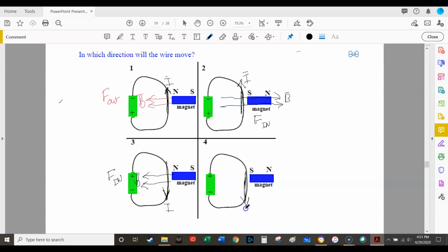Number 4, the current is still moving down, but in this case, the magnetic field is pointed to the right of the page. And when that's done, I get my palm pointed out of the page.